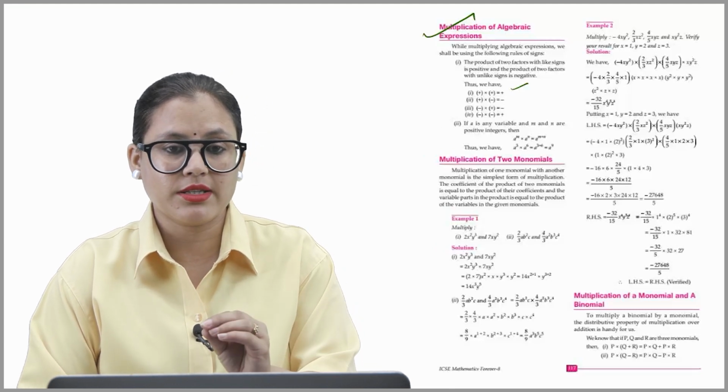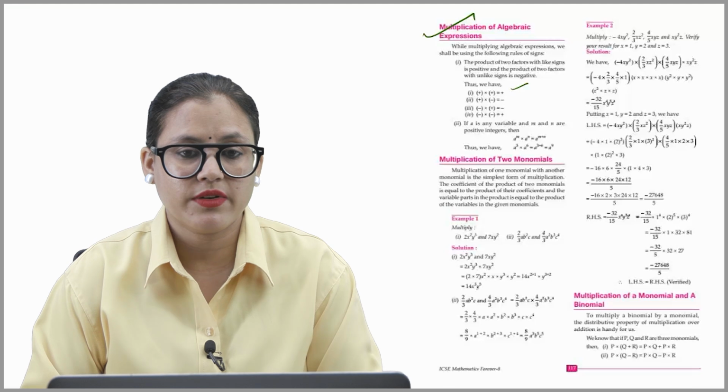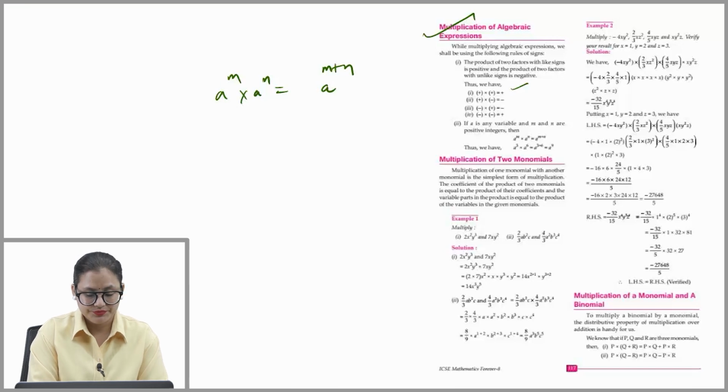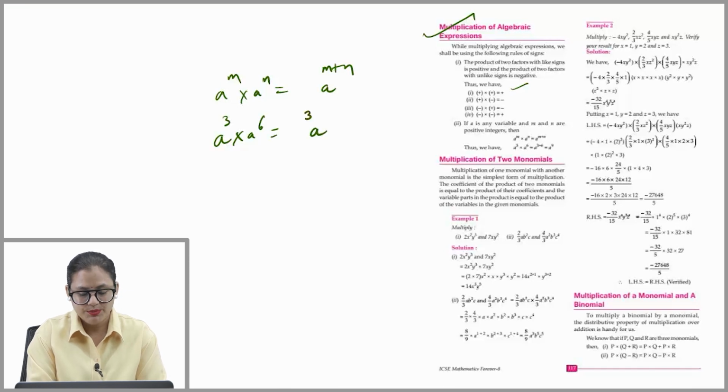Number 2, if a is any variable and m and n are positive integers, then a raised to the power m into a raised to the power n is equal to a raised to the power m plus n. For example, a raised to the power 3 into a raised to the power 6 is equal to a raised to the power 3 plus 6, that is a raised to the power 9.